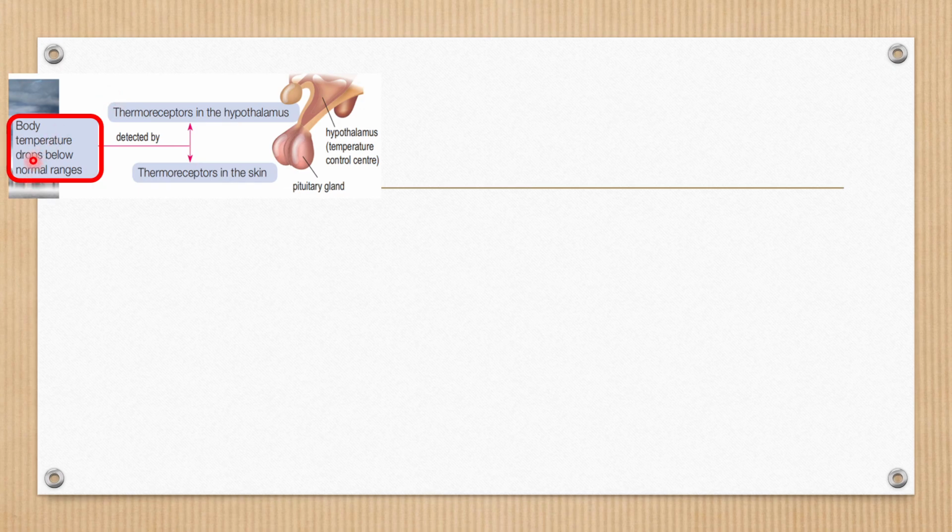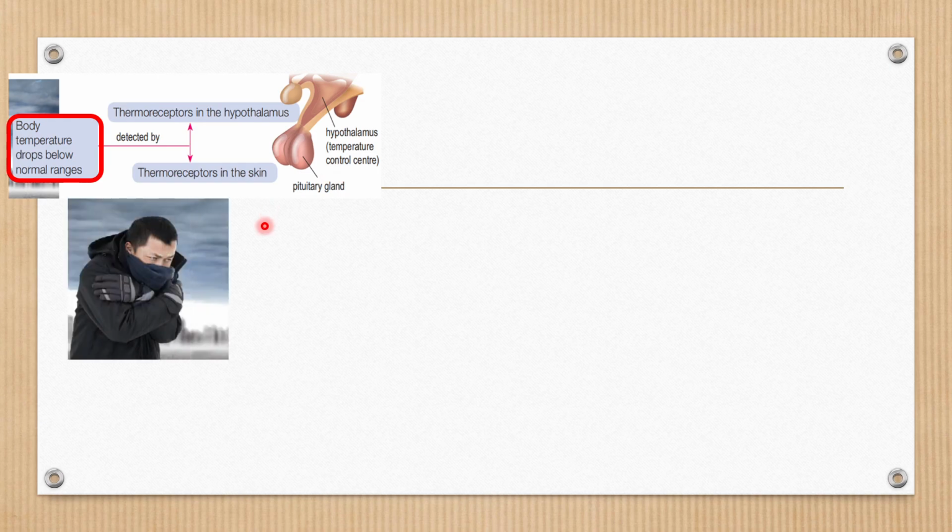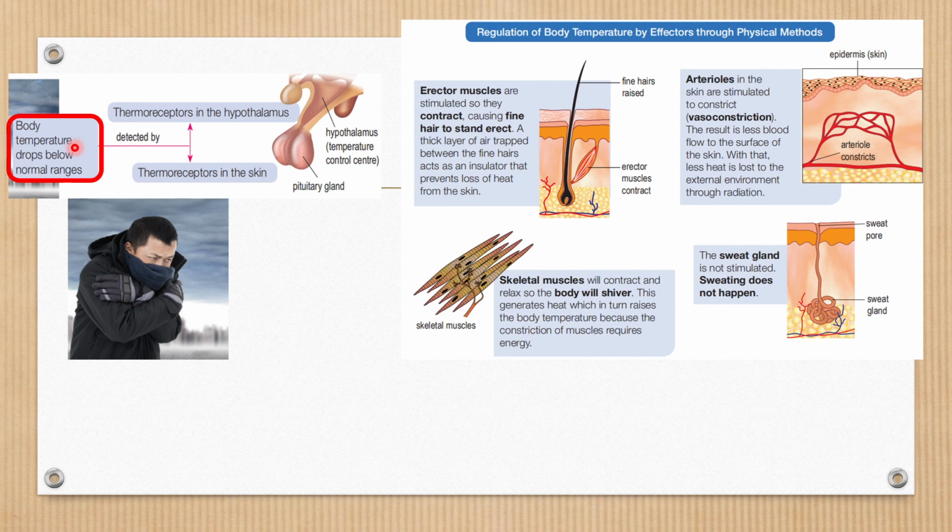How if the body temperature drops below the normal range? Also, it starts with the detection by the thermoreceptors, in the hypothalamus, also in the skin. Okay, temperature drops, that means in a cold condition. So what are the regulation of the body temperature that has to happen?